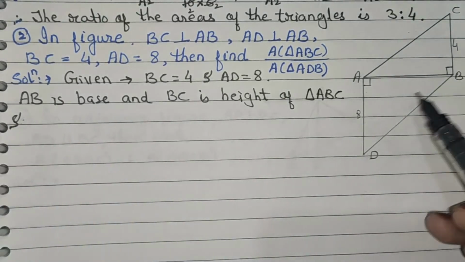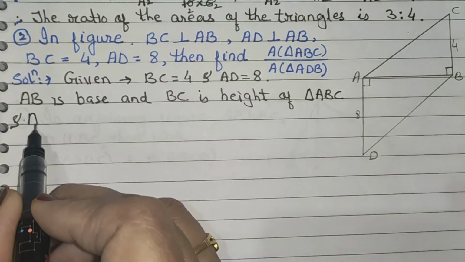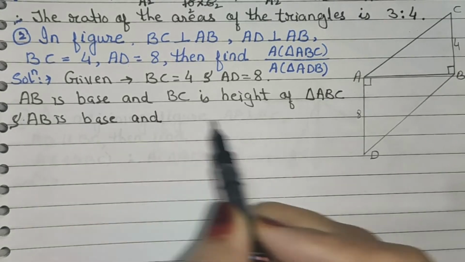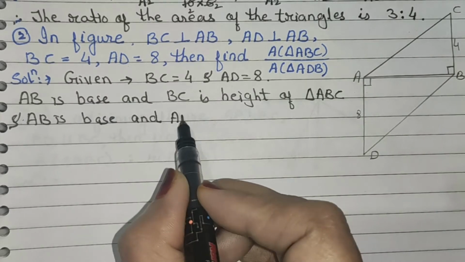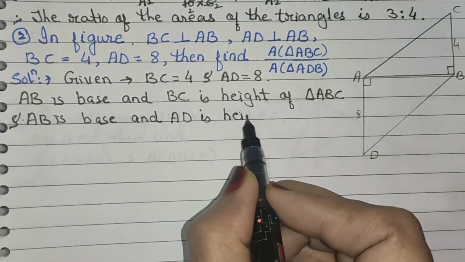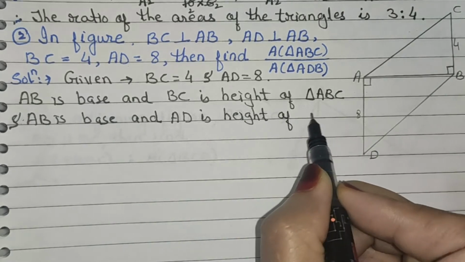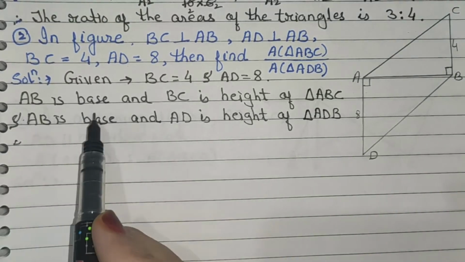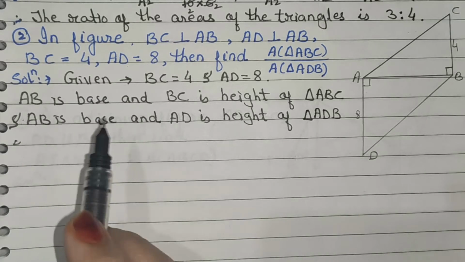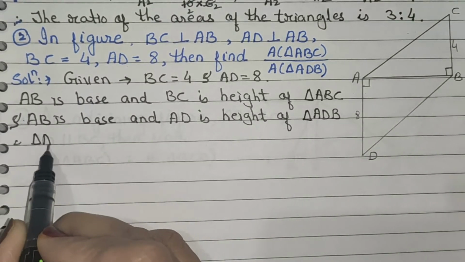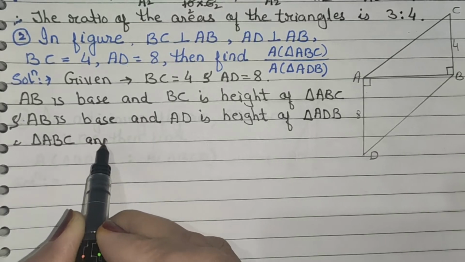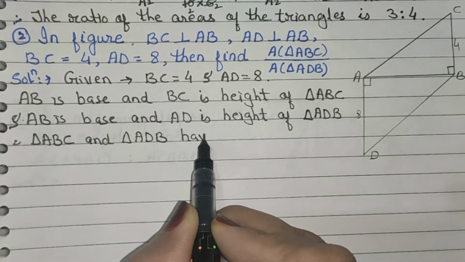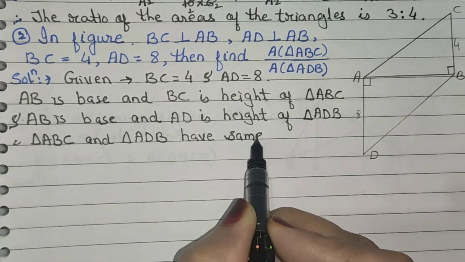and AB is the base and AD is the height of triangle ADB. Therefore, the bases are equal here. Triangle ABC and triangle ADB have the same base.